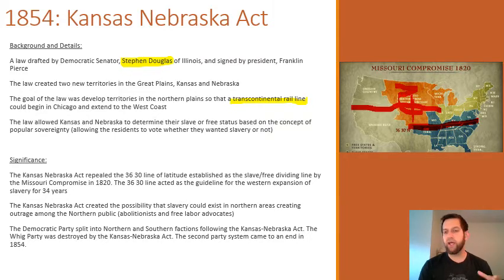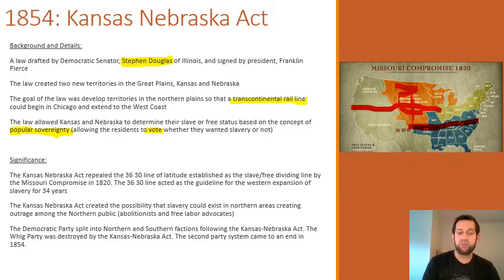So the big idea with the Kansas-Nebraska Act is this idea of popular sovereignty. Instead of just saying Kansas and Nebraska are going to have no slaves, they decide that they're going to allow the people who move to those places to vote whether they want slavery or not. If they vote yes, they have slavery. If they vote no, they don't have slavery. So the idea was, Kansas and Nebraska, let the people vote.